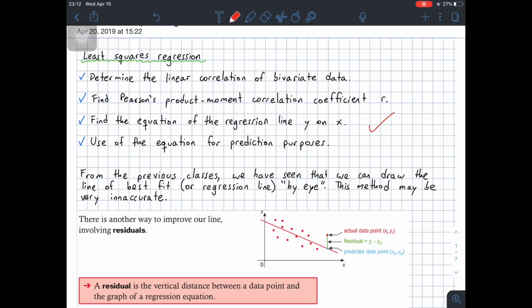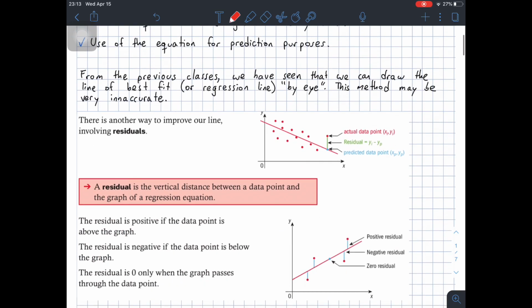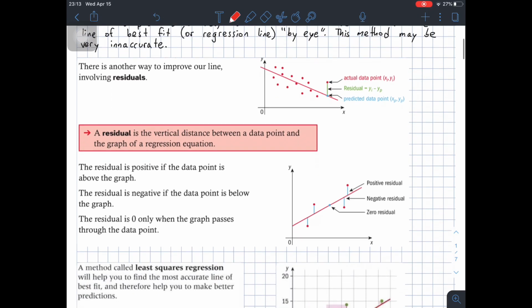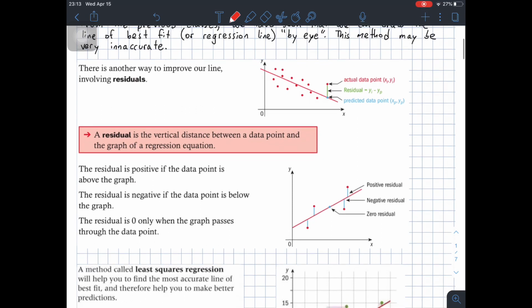Last class, we've seen the line of best fit, which is kind of like this regression line, but it's very inaccurate. What we're going to see today is how to calculate the exact value of the regression line, so this is very accurate. Finally, we're going to use this equation for prediction purposes. From the previous classes, we have seen that we can draw the line of best fit or regression line by eye. This method may be very inaccurate though, as I told you already. So we're going to see where this accurate method comes from.